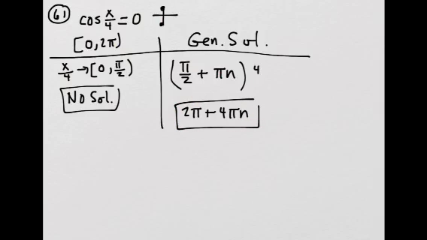So whether n is 0, negative, or positive integers, it doesn't matter. We could go on forever, and this provides all possible solutions for this equation. But if x has to be between 0 and 2 pi, including the 0 but not the 2 pi, then it has no solution.